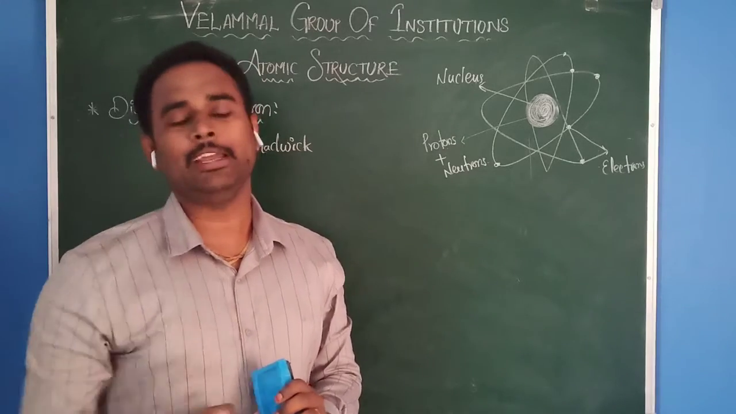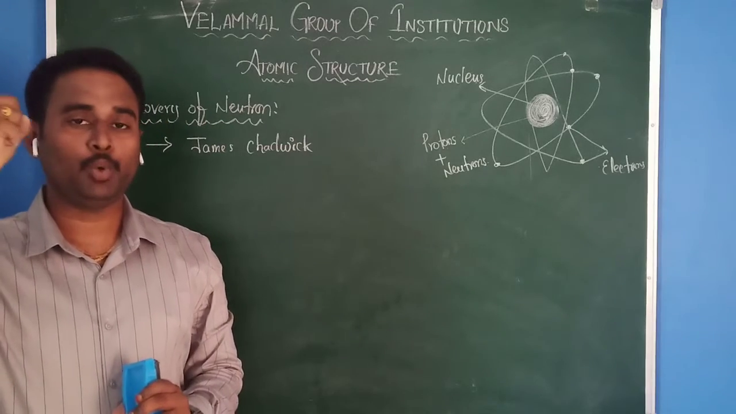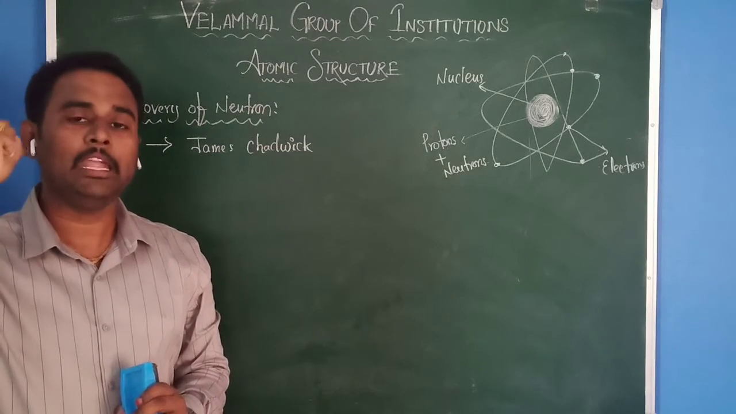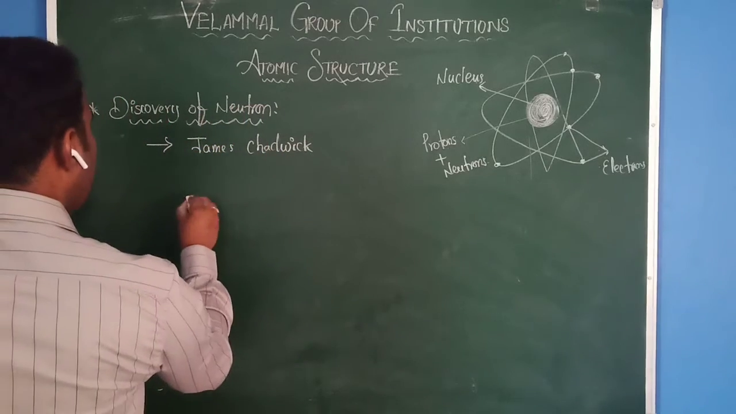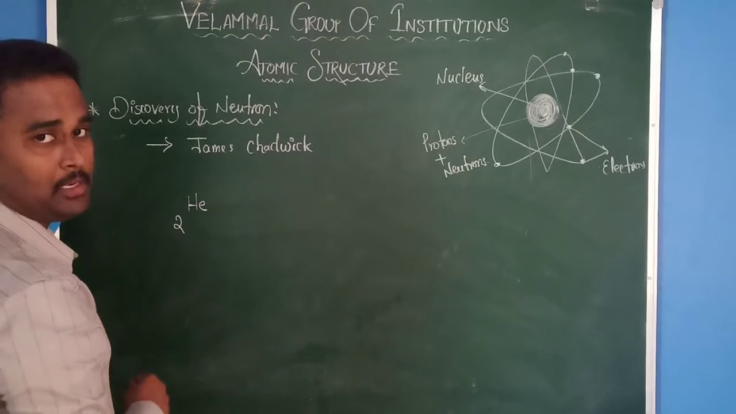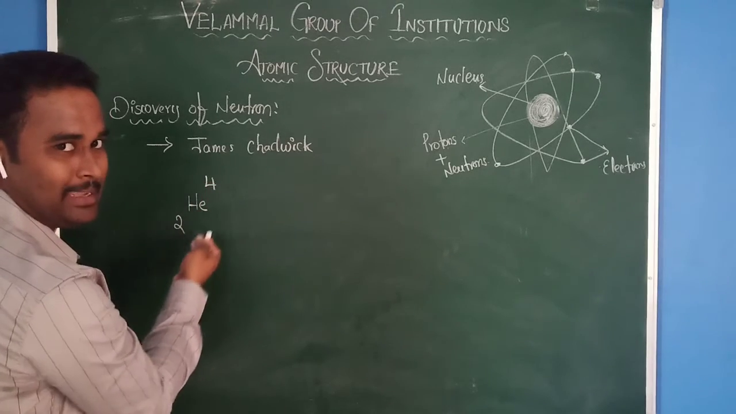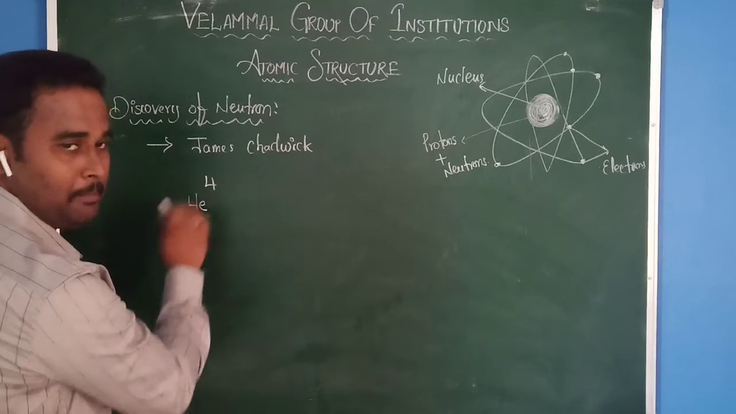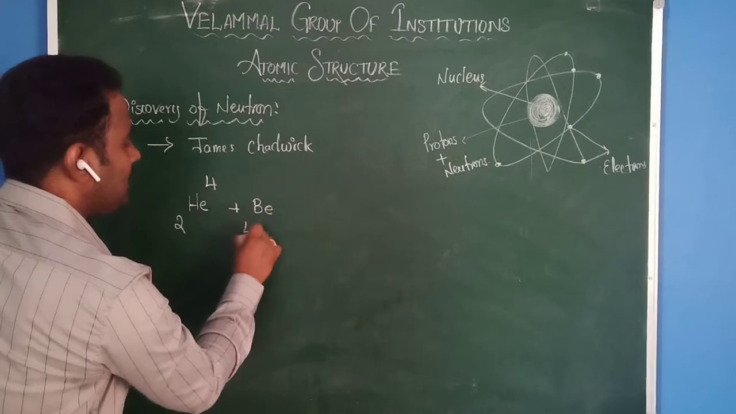Okay, by doing one experiment, he took alpha rays and bombarded them onto beryllium atoms. Alpha rays mean nothing but helium particles, mass number 4. Already you know the indication of the atoms: atomic number and mass number. And he bombarded them with beryllium particles.